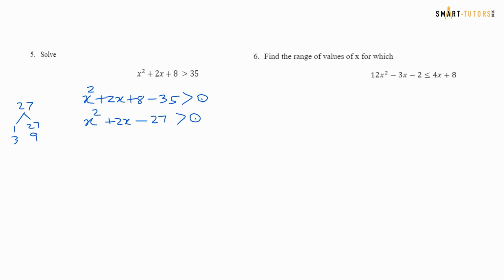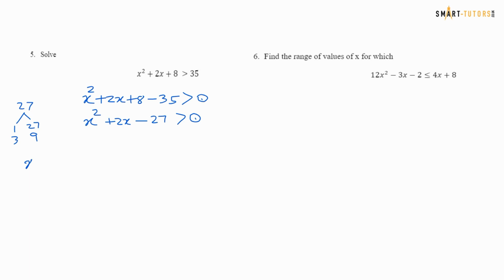27 take away 1 is 26, 9 take away 3 is 6, it's not coming. There's no factors coming, so how do I proceed with this one? This is where we studied the quadratic formula or completing the square. So you have to take this as a challenge. If this question comes in a GCSE exam, it should definitely be more than 5 marks, I would say. So you need to apply the quadratic formula.